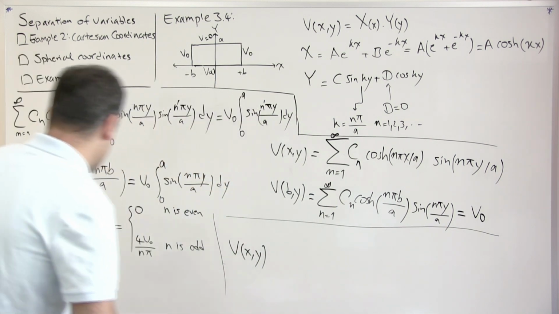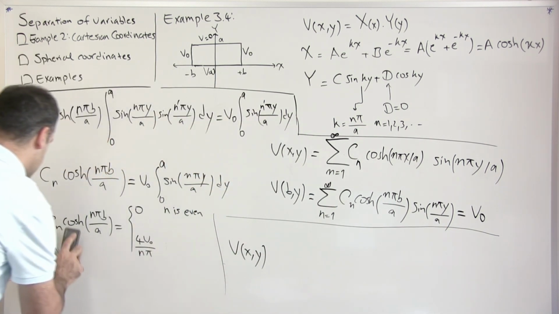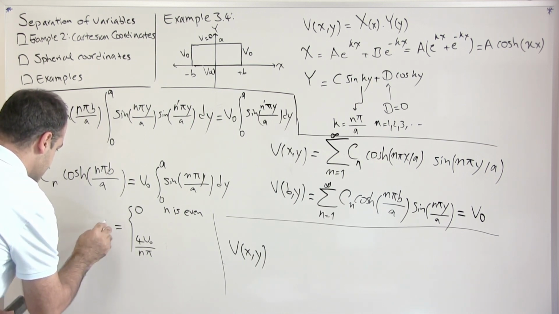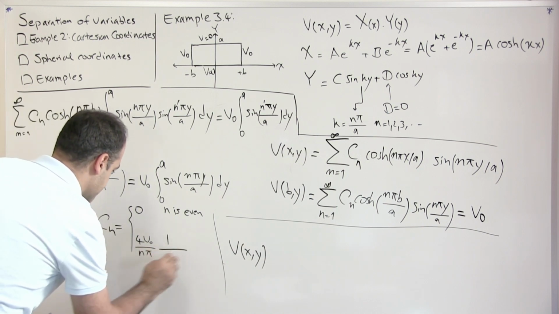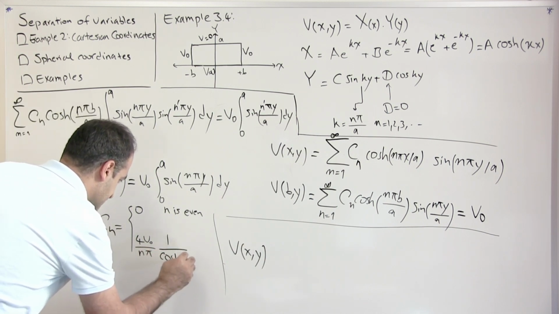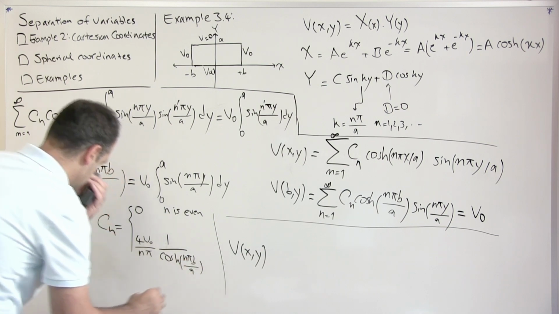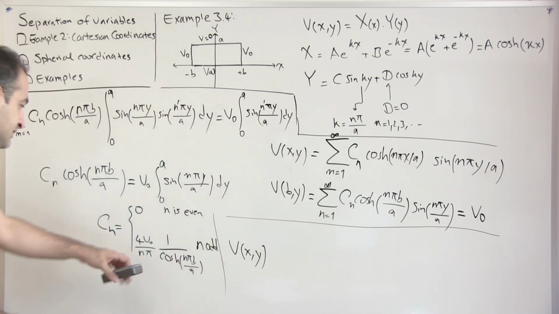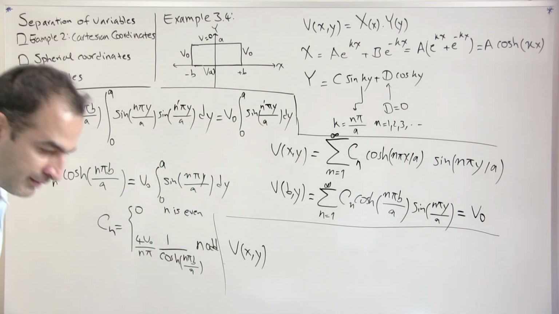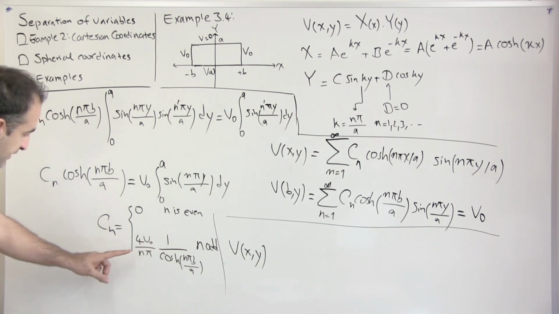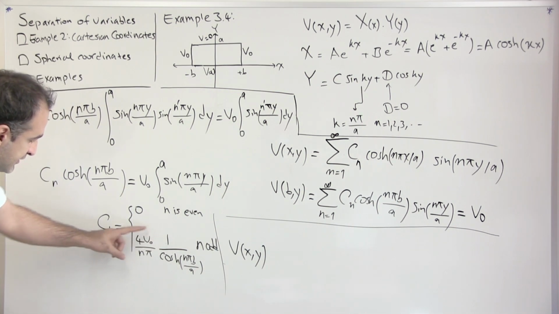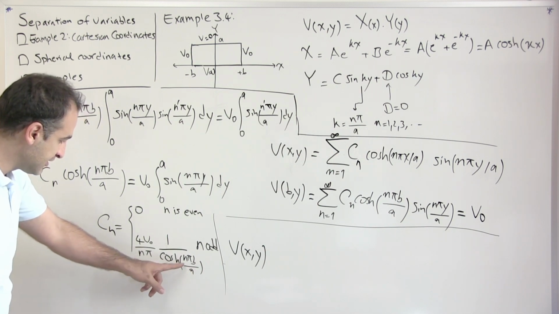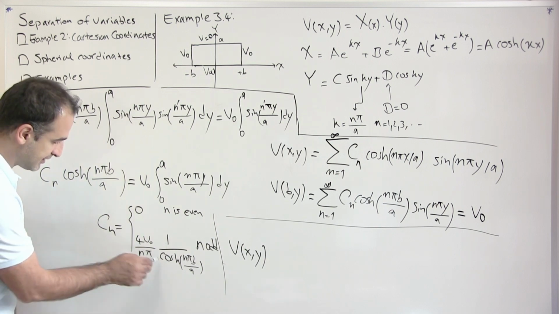Or if I want to include it here, I can get rid of this and say Cn is this one times cosh(n pi b over a), and this is for n values being odd. So these are the Cn values, and if you look at these, 4 V0, these two are constant. Cosh(n pi b over a) is not a constant, it's a function of n, and the n here is not a constant as well.